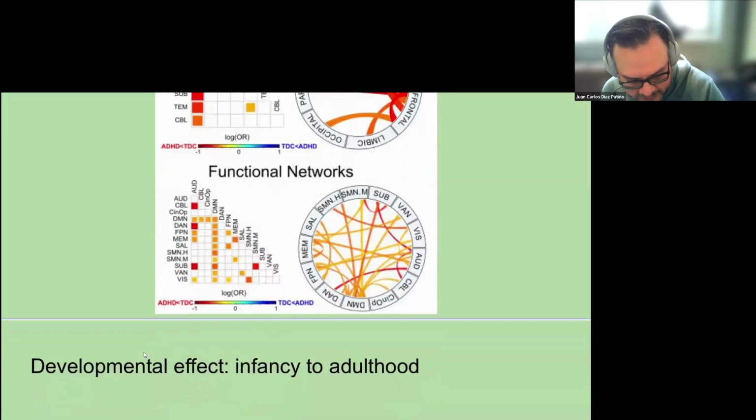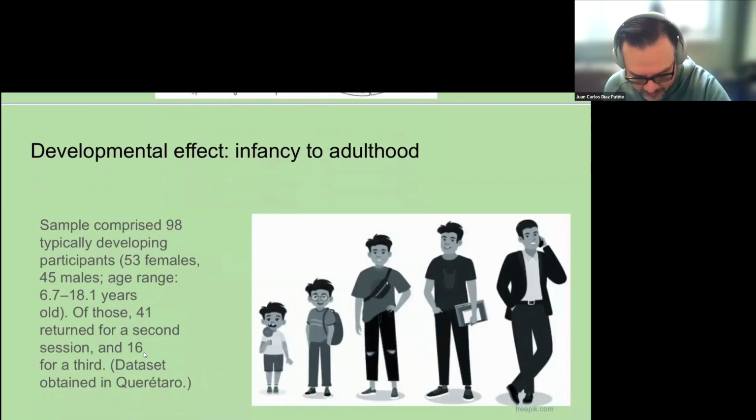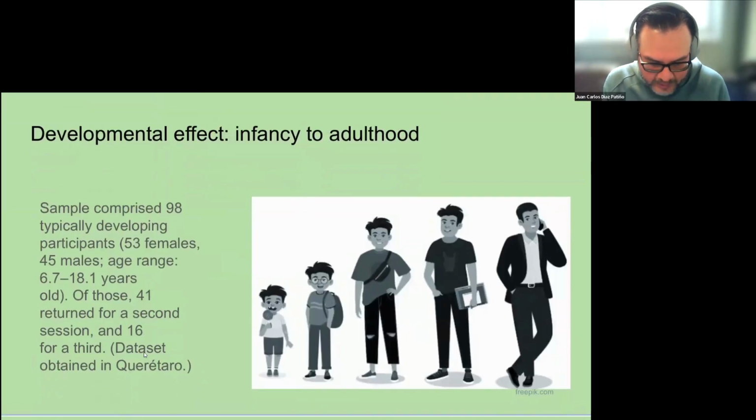Well, that was our first work. Then we wanted to switch to another study. That is how the functional connectivity is changing over time. And this was done here in Querétaro with a sample comprised of 98 typically developing participants, 53 females, 45 males, over the range of 6.7 years to 18 years. Of those, 41 returned for a second session and 16 for a third. And this was obtained here in Querétaro.